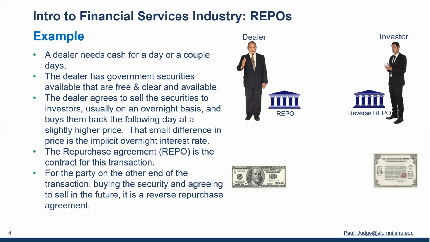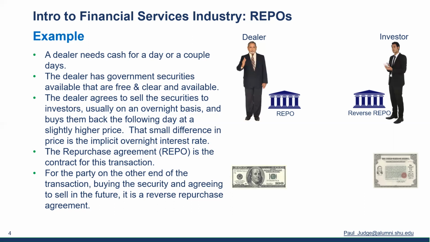Okay, now the investor is holding that collateral. So that's how he's securing. He knows he's not going to lose money because he now has the collateral. The dealer now has the cash. So overnight, the dealer's firm can do whatever he needs to do with that cash. Maybe it's used in another transaction, it's used somewhere.